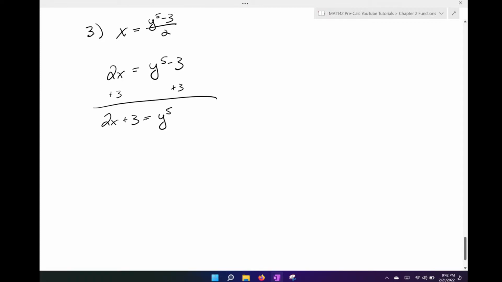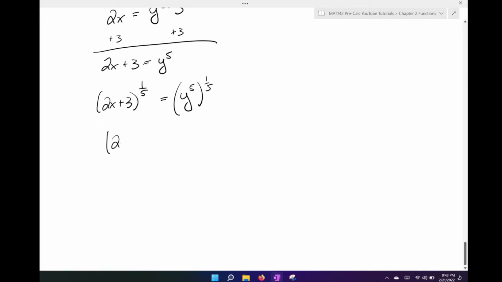Now from here, I'm going to raise both sides to the 1/5 power. And that's going to give me the quantity 2x plus 3 to the 1/5 equals y. Step four, I'm going to replace y with the inverse of x and just write it as the quantity 2x plus 3 to the 1/5 power.